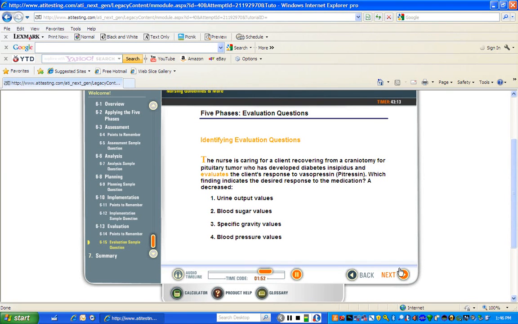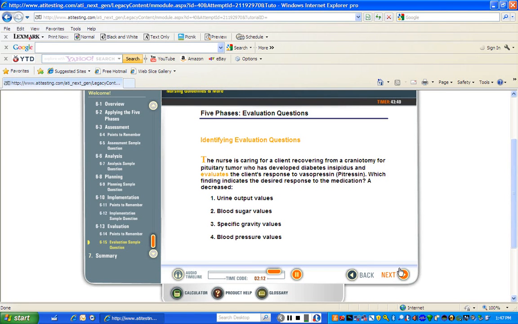In option 4, blood pressure values, this will receive a minus sign. You are correct that blood pressure values will help the nurse to evaluate the client's fluid volume status. However, a drop in the blood pressure is often seen in the client with DI due to extreme fluid loss. Treatment with vasopressin should lead to an increase or a return to normal blood pressure as the client stops excreting excessive fluids.